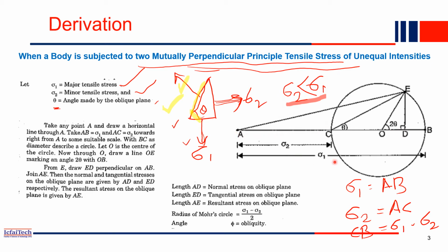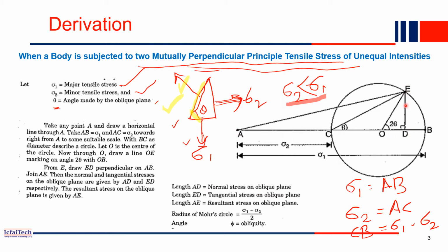So always in the Mohr circle, the horizontal axis is the normal stress axis, and the vertical axis is your shear stress, or the tangential stress. So at this point E, what will be the normal stress at this inclined plane, which is at angle theta? It will be equal to the length from A to D, up to point E, whatever the horizontal distance is. So A to D will be your normal stress on an oblique plane.